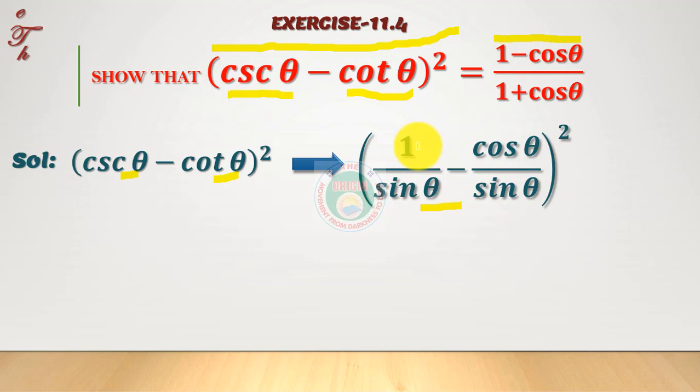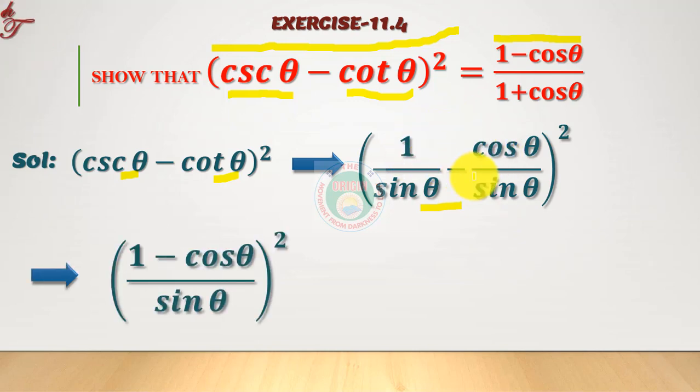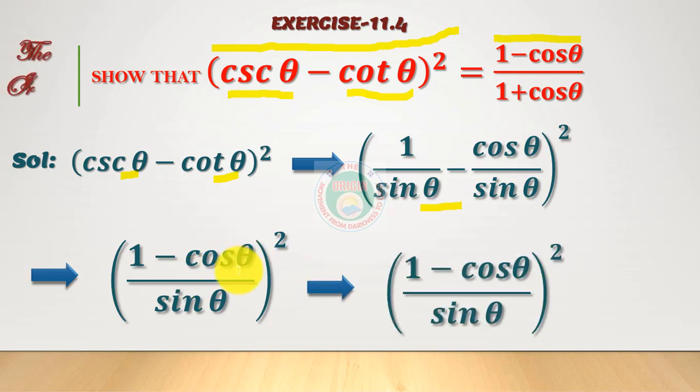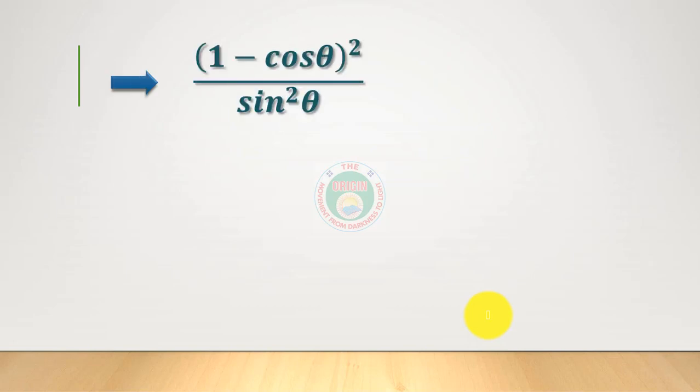Denominator is same, so you should subtract the numerators. Then 1 minus cos theta by sin theta whole square. If you split the square into the numerator and denominator, this is in the form of (a by b) whole power m, that equal to a power m by b power m. That is 1 minus cos theta whole square and sin theta whole square. This is 1 minus cos theta whole square by sin square theta.